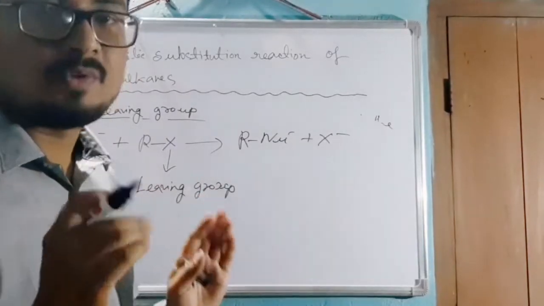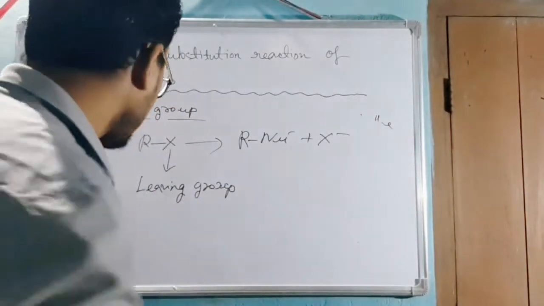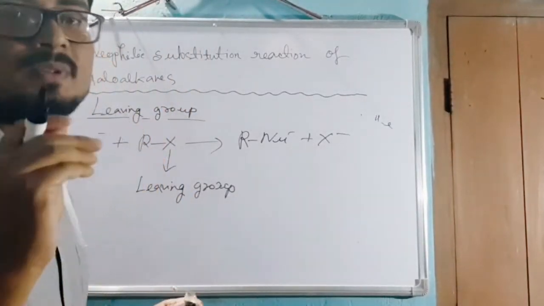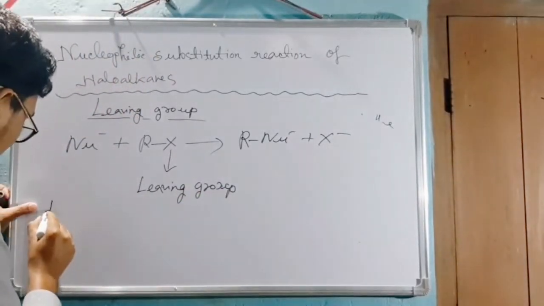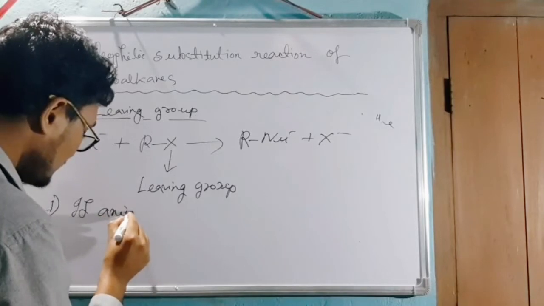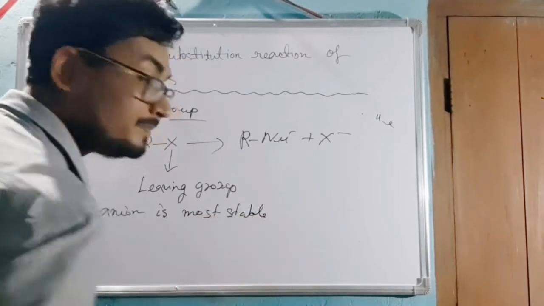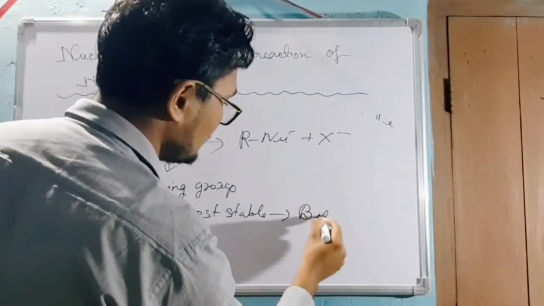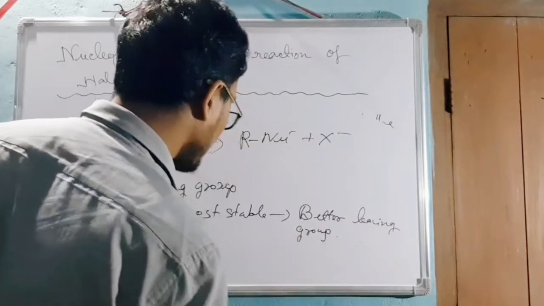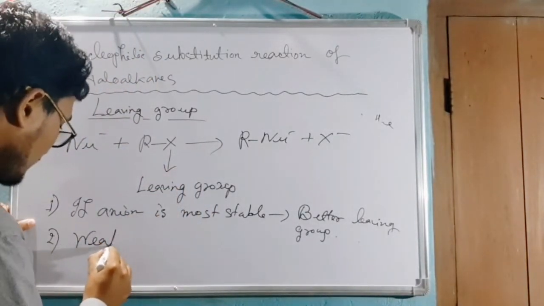Now one thing is very important. What is a better leaving group? To know which is the best leaving group, we need to remember two important points. First one is, if the anion is most stable, then it is a better leaving group. Now, number 2, weak base.